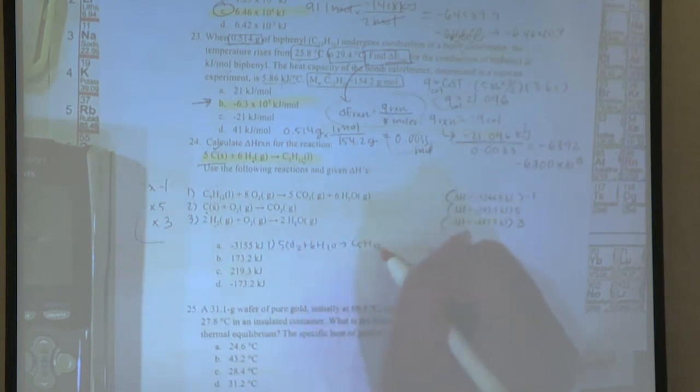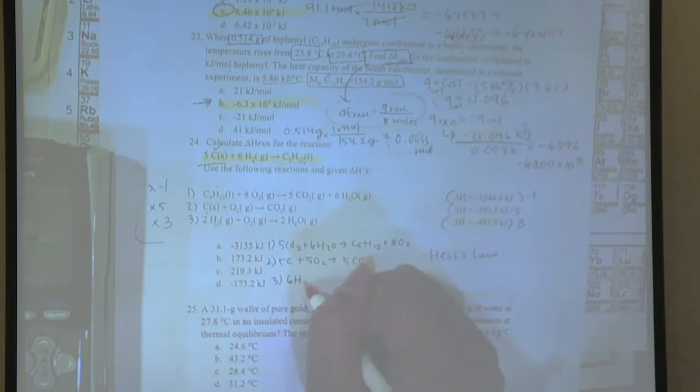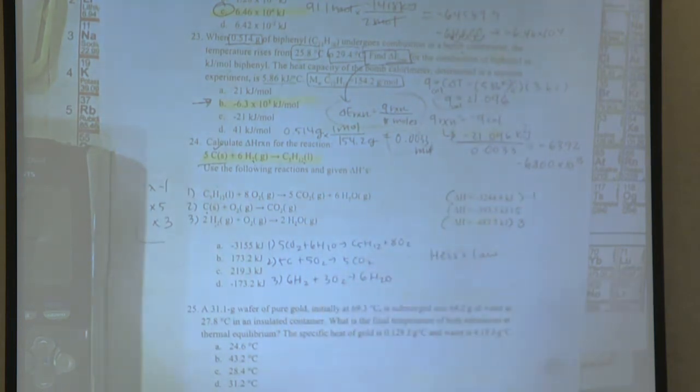Having done this, I'm going to write out what I would get. So equation 1 would turn into 5 carbon dioxide plus 6 waters is going to give me C5H12 plus 8 O2, right? Equation 2, I would multiply everything by 5. In equation 3, I would multiply everything by 3. Right? And so everything winds up canceling out in a way that we are able to get our goal equation.